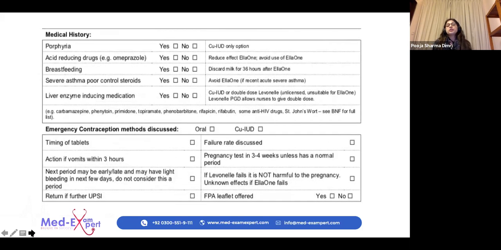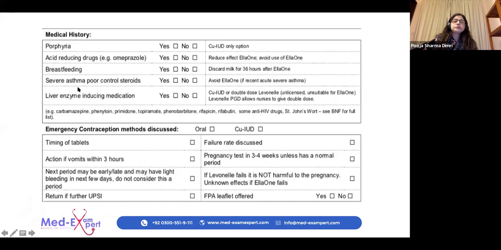Now, the medical history you need to take is porphyria, because LR1 cannot be given in porphyria. Omeprazole will reduce the effect of LR1 and you should avoid LR1. With porphyria, you cannot give any medical method, only copper IUD. If there's severe asthma which has poor control, giving steroids, then again avoid LR1 because it can precipitate asthma.